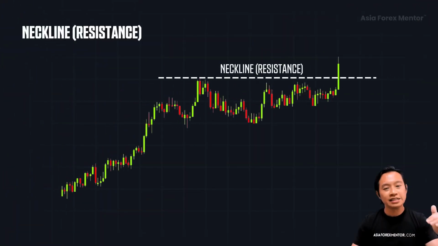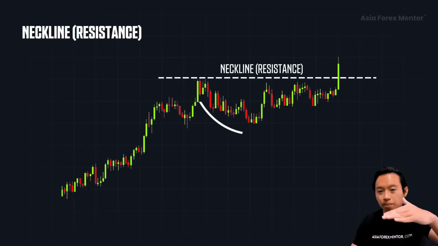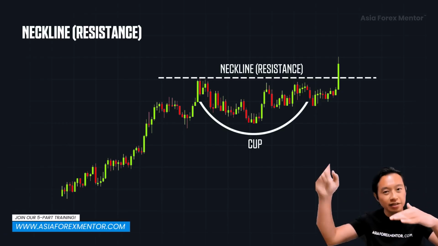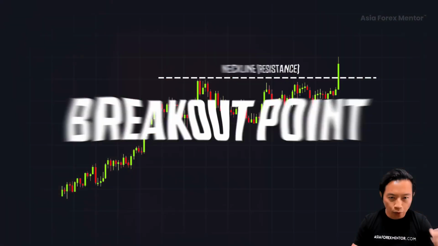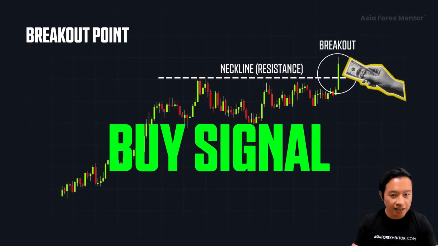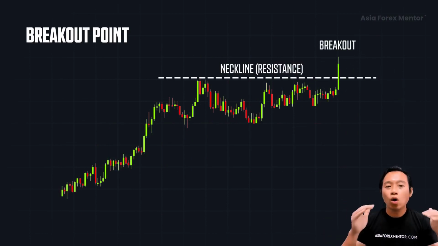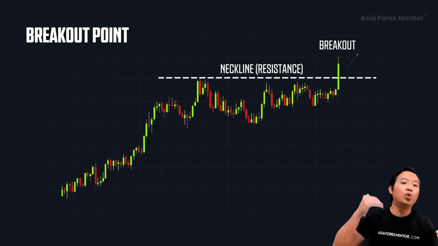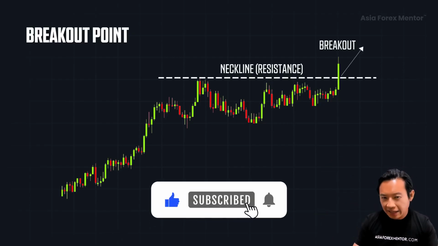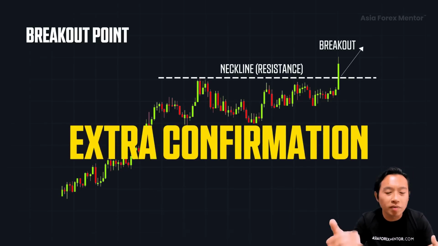So this is a horizontal resistance line that is drawn at the top of the cup, where price tends to stall before making the breakout. Next, the breakout point. This is a buy signal that occurs when price breaks above the neckline. So now, once price breaks from the breakout point, which is the neckline, we're going to add something here as an extra confirmation to increase the probability of it working out.